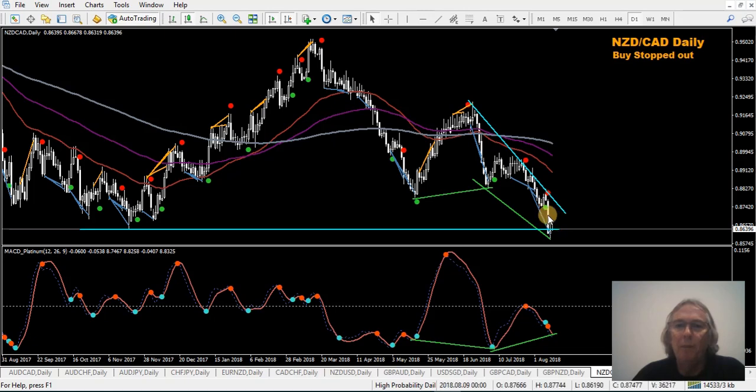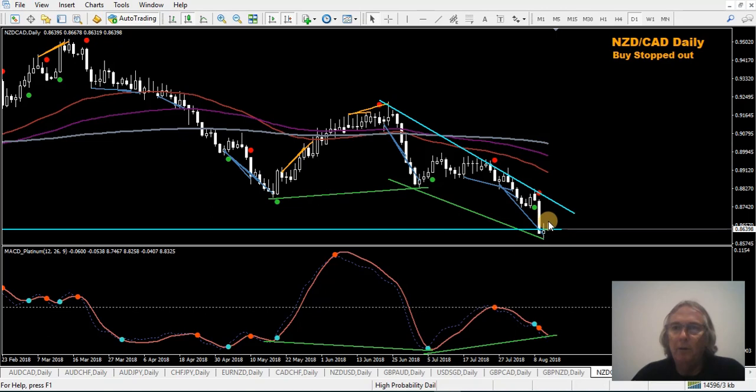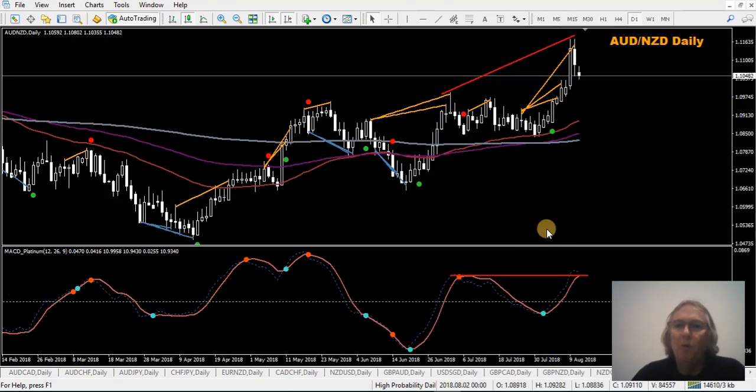Aussie New Zealand, not much happening here. Possibly setting up for a sell. I'm still sort of kicking myself for not taking a buy, but I had my reasons probably at the time, and I've drawn my trend lines in, so nothing happening at the moment.